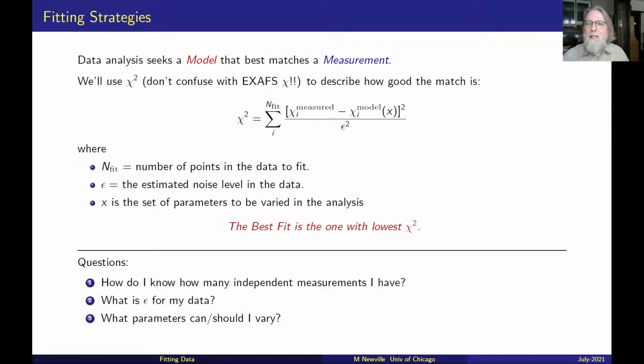In fact, if we look at this equation, every single symbol in this equation, n fit, chi measured, chi model, x, and epsilon, kind of needs to be discussed. In principle, for Statistics 101, this is obviously the right way to go. But how to apply this to real data, say XAFS data, gets a little messy in what we mean by every one of these terms. And we'll discuss that in a bit. We'll start with, how do I know how many independent measurements I have?